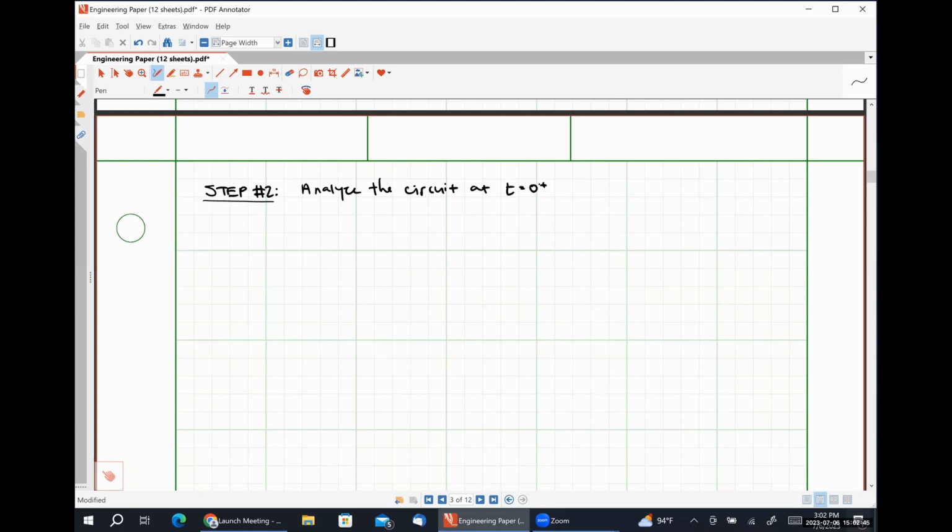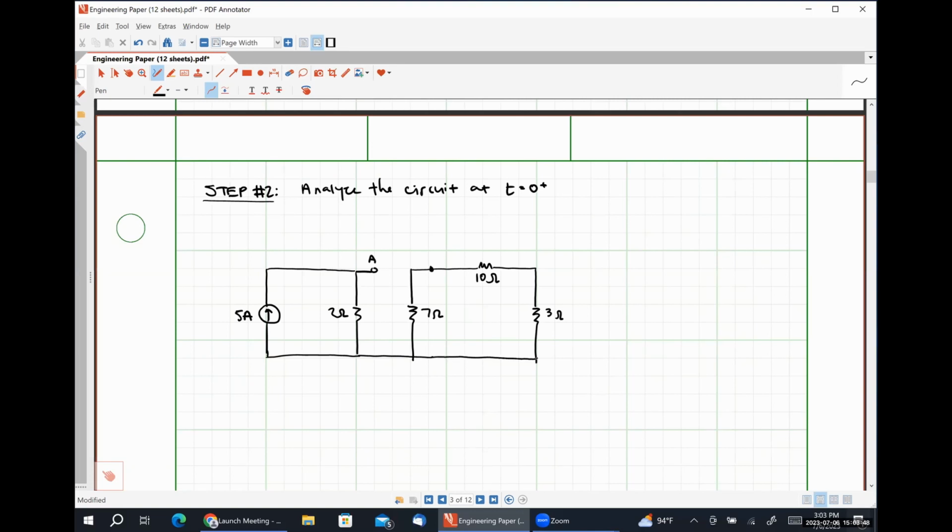So at T equals 0+, our switch is now open. What that's going to look like, we're going to have our 5-amp source here connected in parallel to our 2-ohm resistor. Terminal A is now going to be open circuited. This is a 7-ohm resistor, if memory serves me correctly. Here is our 10-ohm resistor. Over here is our 3-ohm resistor. And our inductor is going to be over the top here.